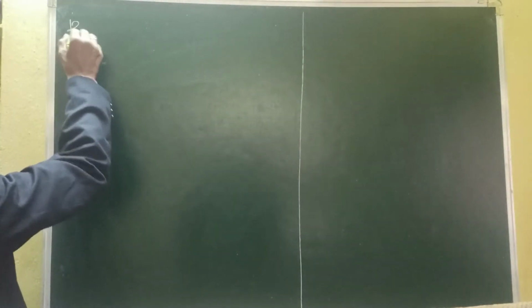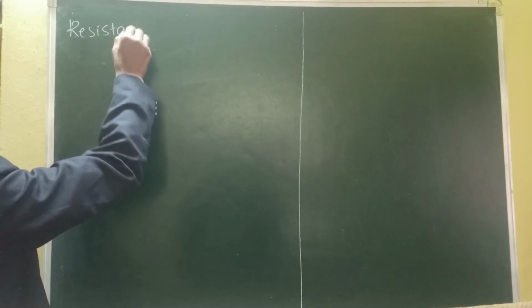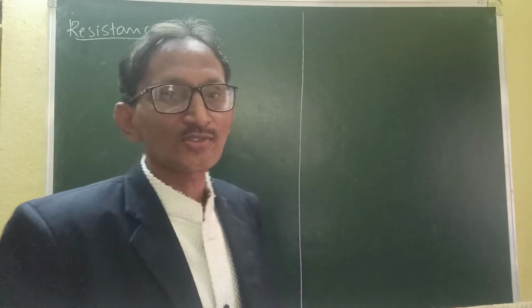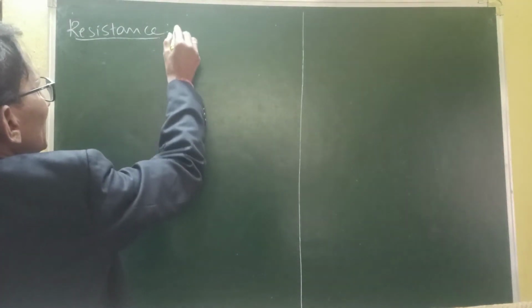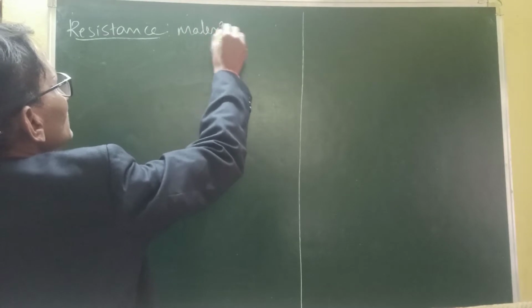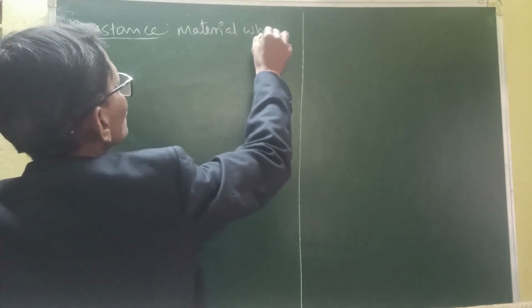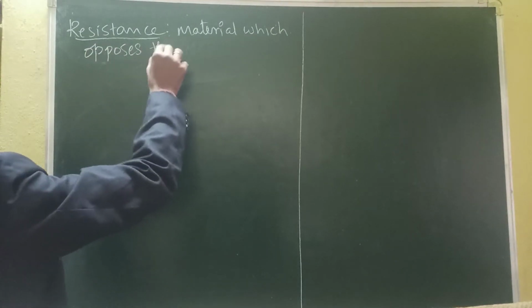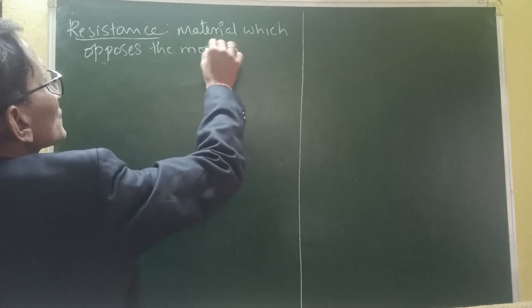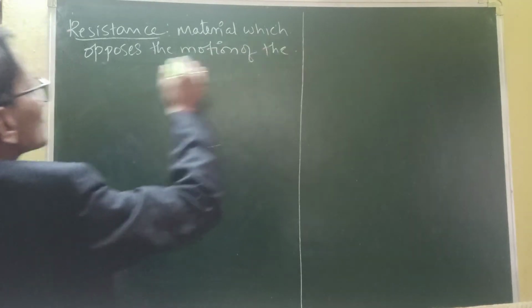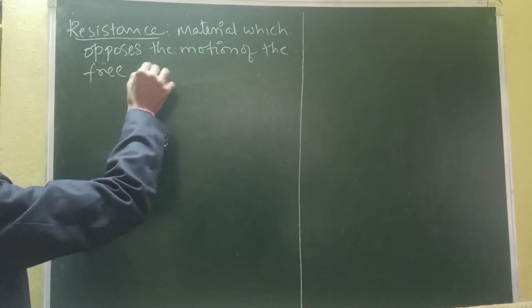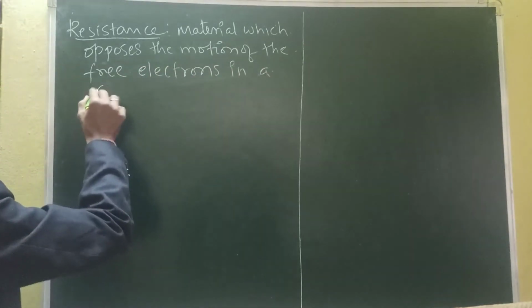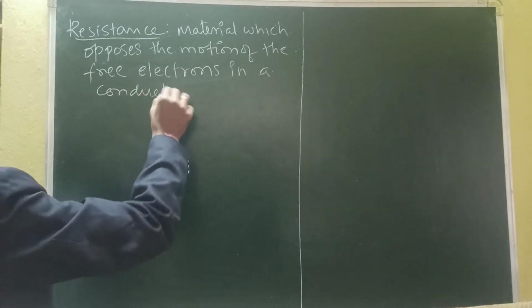So resistance: the material which opposes the motion of the free electrons in a conductor, we are calling it the resistance of the conductor.